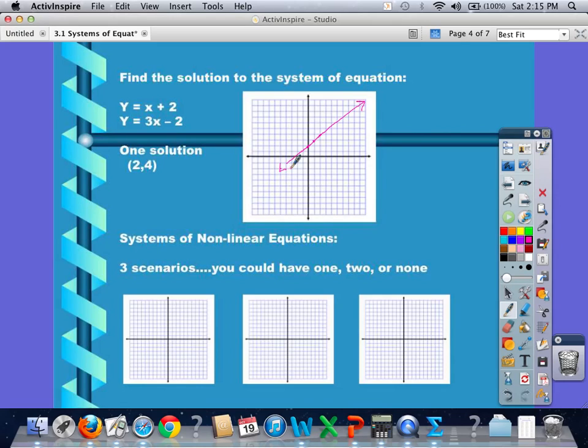Okay, change colors. Then we're going to graph this one. This one is 3x minus 2. We just finished talking about all these shifts. This one is shifted down 2 from the parent graph of y equals x, with a stretch of 3. So down 2, stretch of 3: up 3 and over 1, up 3 and over 1, up 3 and over 1. And draw your line.